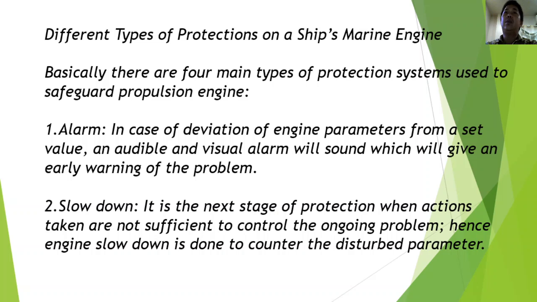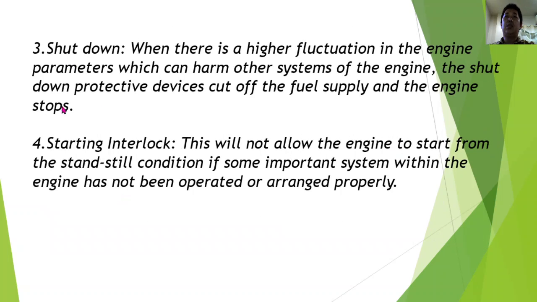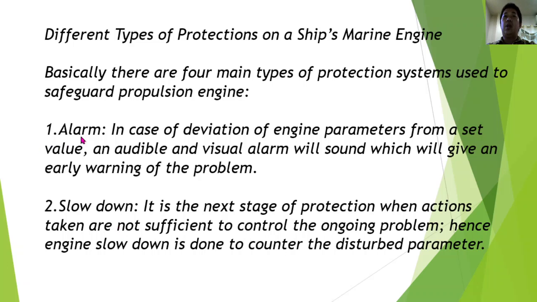So we have here the different types of protections on a ship's marine engine. Basically, there are four main types of protection system used to safeguard the propulsion engine. We have alarm, slowdown, shutdown, and starting interlock. So alarm: in case of deviation of engine parameters from a set value, an audible and visual alarm will sound, which will give an early warning of the problem.